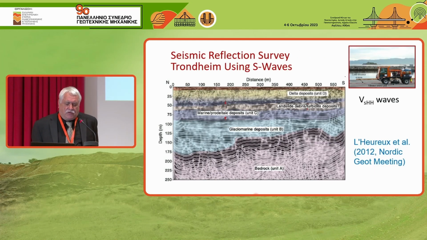And here's rather deep, going down 250 meters. This is NGI, Norwegian Geotechnical Institute, and they're using special seismic reflection profile with HH waves. They have developed a special source, and you can see the soils are in the upper profile here, and then here's the contour of the interface with the bedrock. Really impressive profile in Trondheim, Norway.